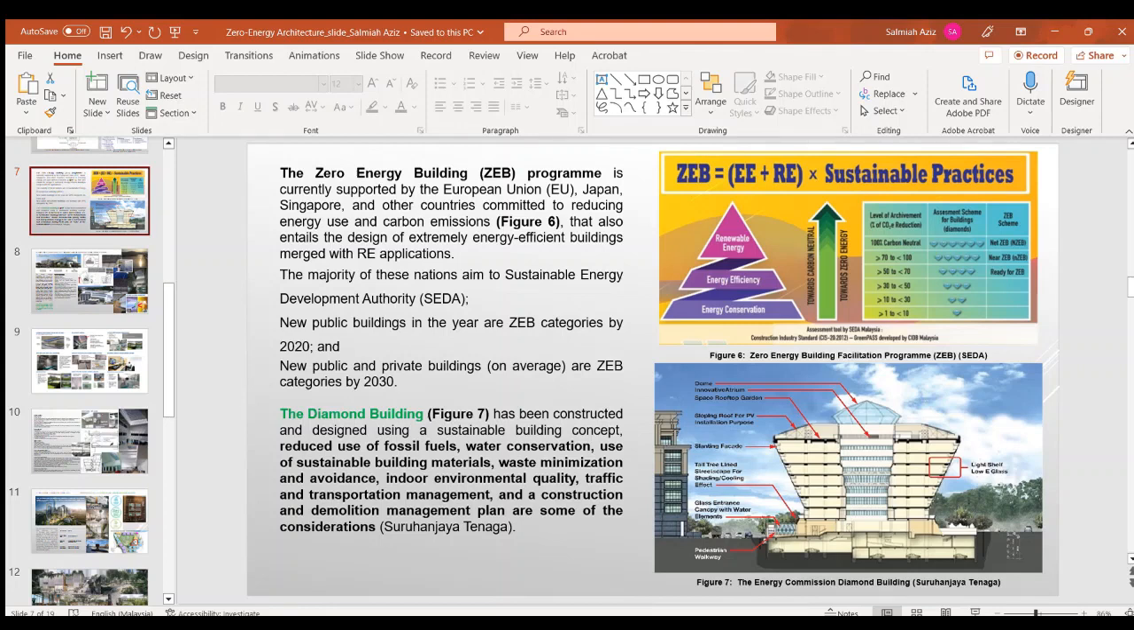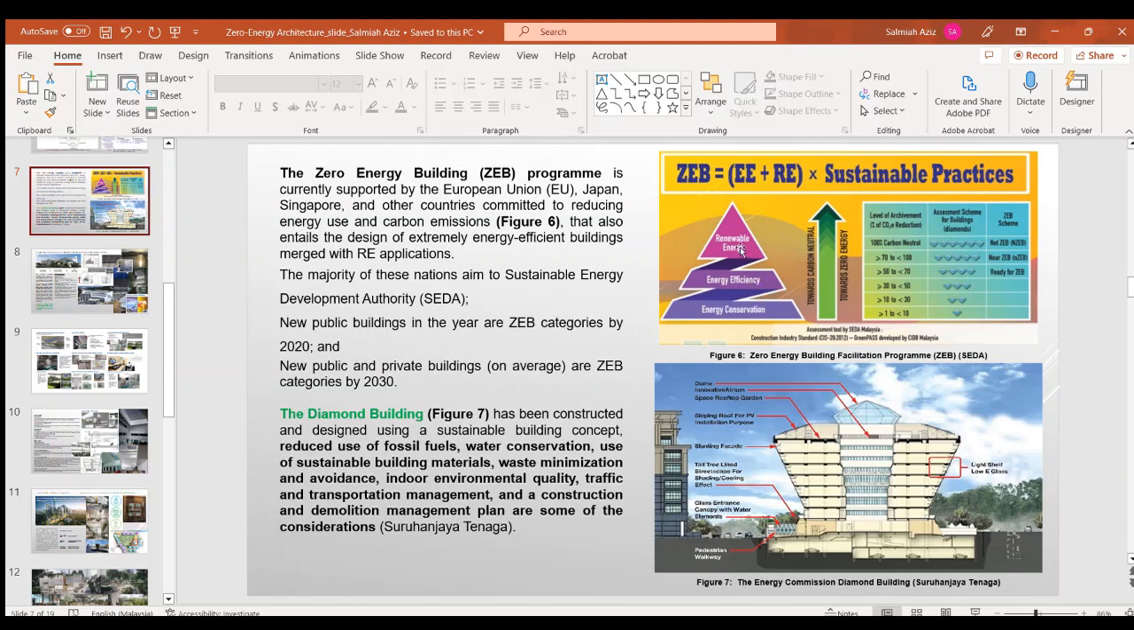If we look at the zero energy building, the ZEB program is currently supported by the European Union, EU, Japan, Singapore and other countries committed to reducing energy use and carbon emissions. So it is as portrayed in figure 6. This is figure 6, how the energy efficient building will be constructed or can be constructed as well.